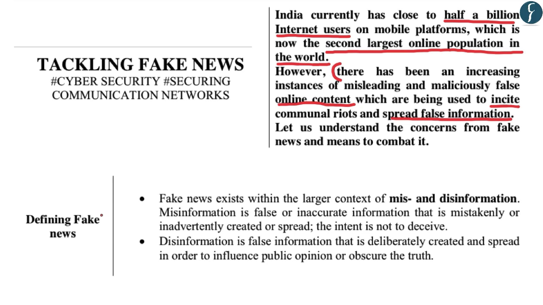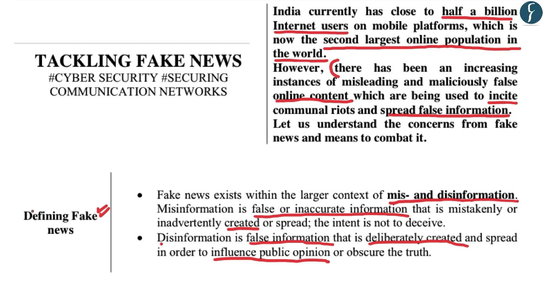Now, there is no specific definition of fake news, and fake news generally exists within the larger context of misinformation and disinformation, wherein misinformation is false or inaccurate information that has been mistakenly created, while disinformation is false information that is deliberately created to influence public opinion or to spread false information. Hopefully, you have understood what is simply meant by fake news. Now, let us understand the various concerns with regard to fake news.